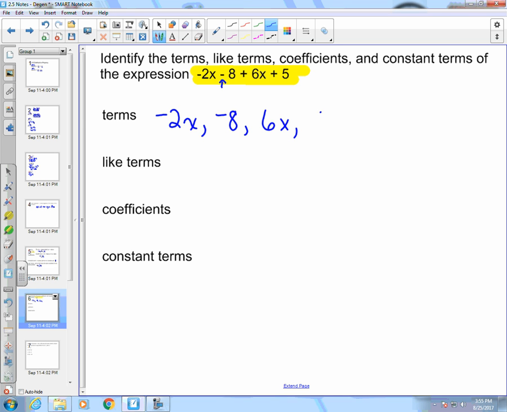Then 6x and 5. Looking at the like terms, we want the terms that have the same variables to the same powers. So negative 2x and 6x have the same variable to the same power. And negative 8 and 5 are like terms because they don't have any variable at all. Coefficients are the numbers that are in front of the variables. So that's our negative 2 and 6, that are in front of negative 2x and 6x. And the constant terms have no variables at all, negative 8 and 5.